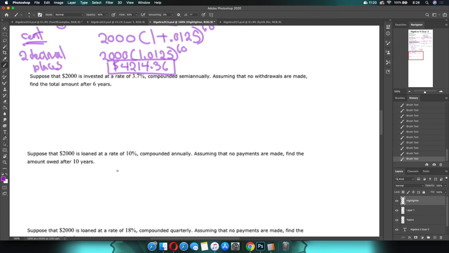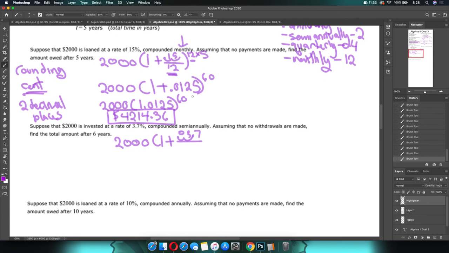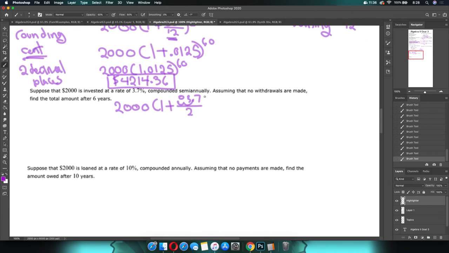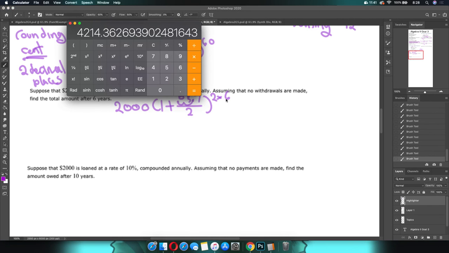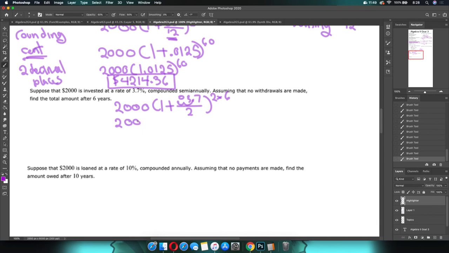So we suppose 2,000 is invested again. 2,000 times 1 plus 3.7, move it over 2 places, so it's 0.037. Compounded semi-annually. What number is semi-annually? Let's look that up. Semi-annually is 2. 2 times 6 years. So what's 0.037 divided by 2? 0.037 divided by 2 equals 0.0185. So 2,000 times 1 plus 0.0185, and then 2 times 6 is 12. So 1.0185.